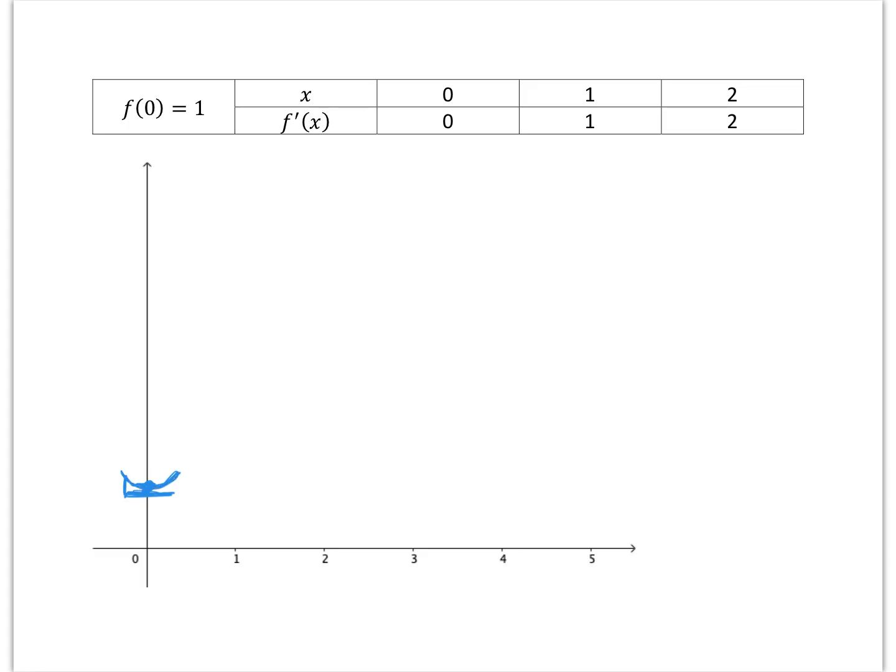Okay. And then f prime of 1 is 1. So f prime of 1 is going to have a slope of 1. So I can kind of connect that like that. And then f prime of 2 is 2. So at 2, I'm even steeper. So my graph is going to go something like that. Okay, so it looks like if my tangent lines are getting steeper, my graph curves upward, and we call that concave up.